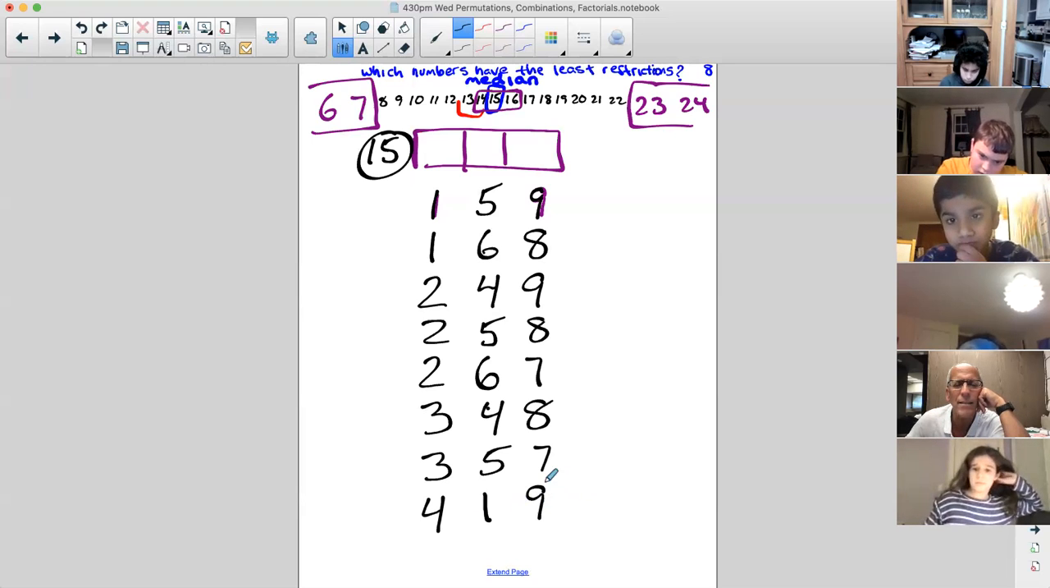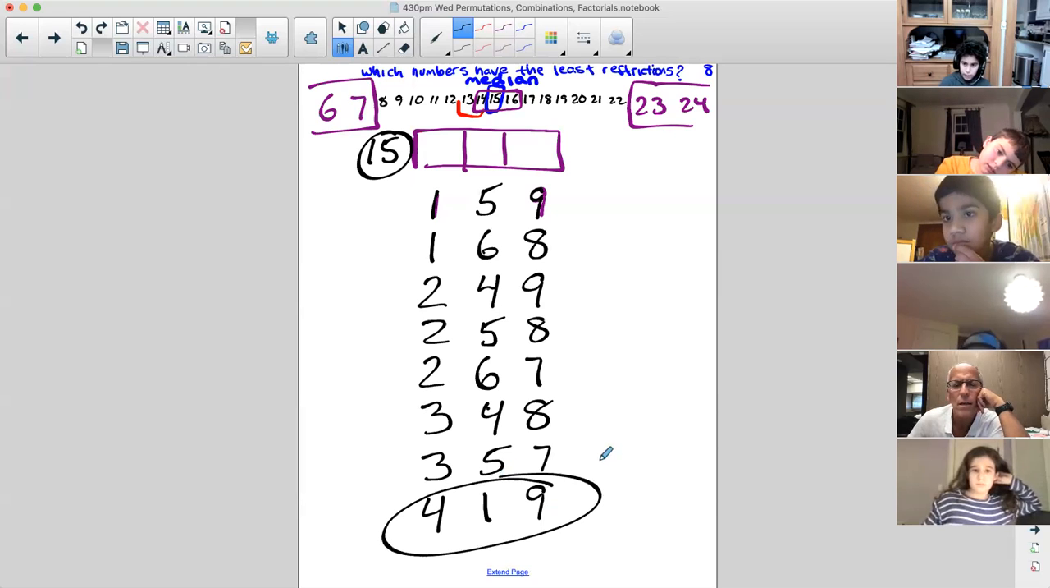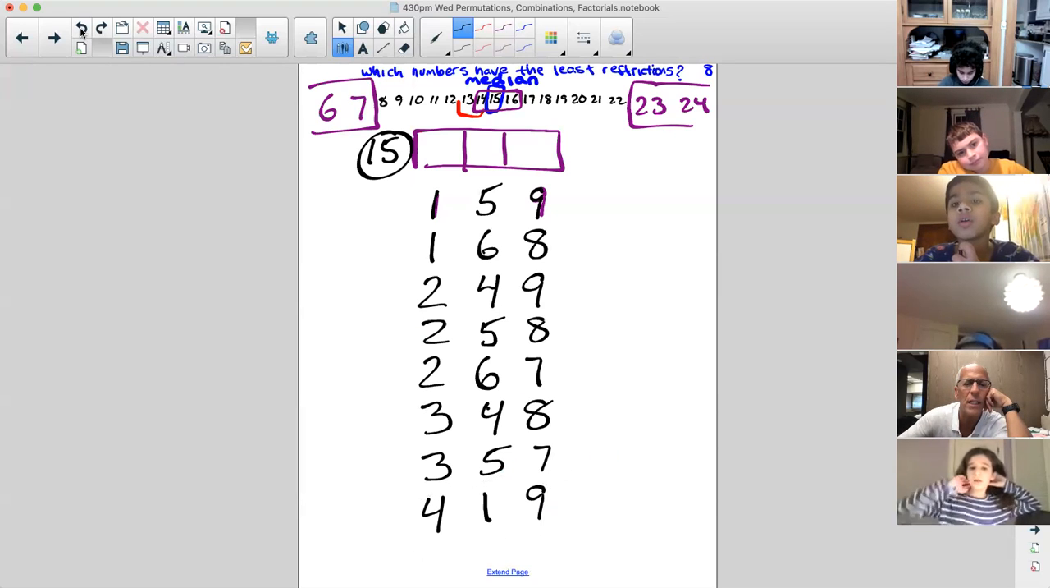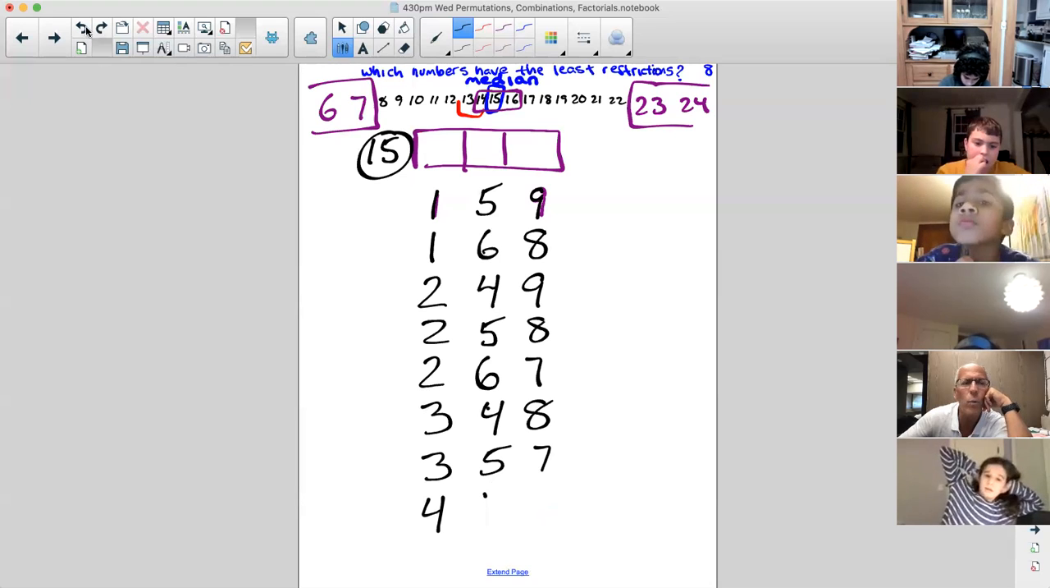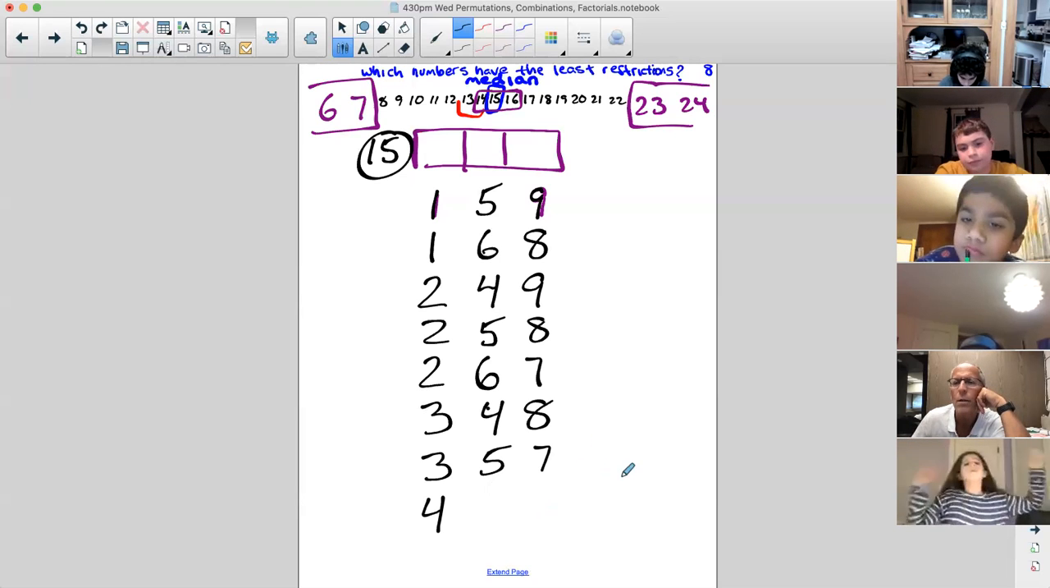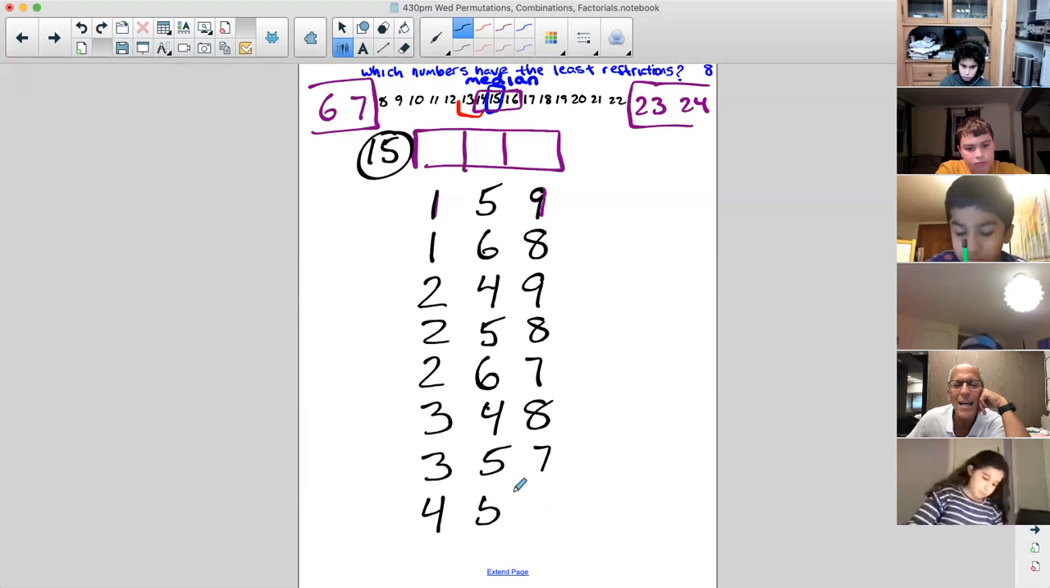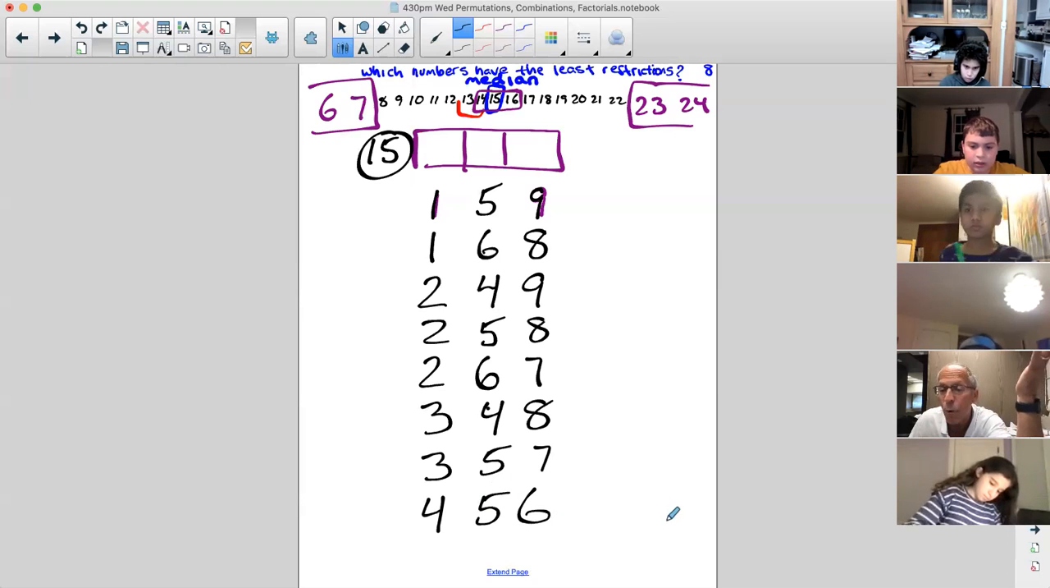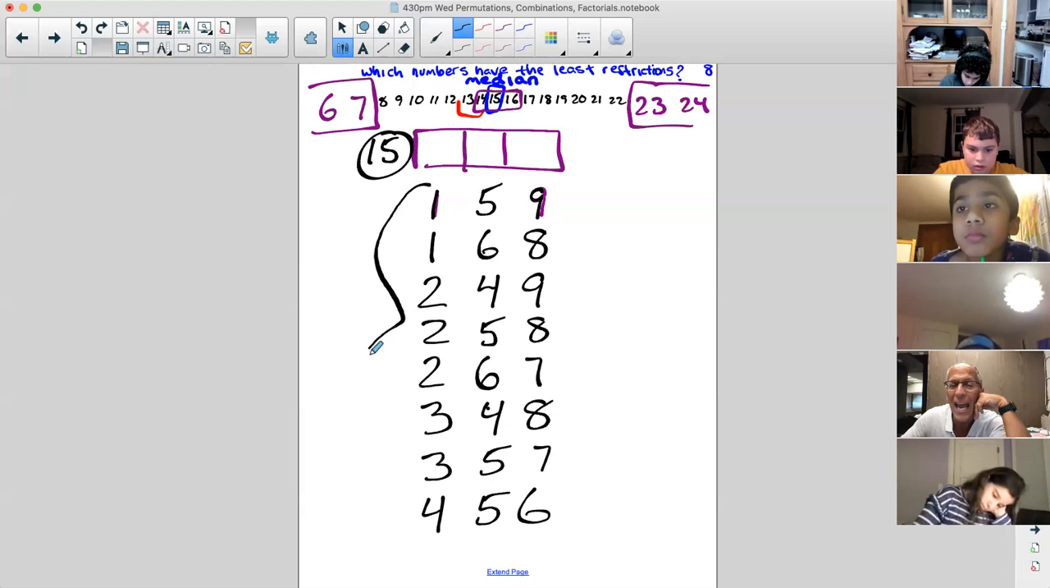Does that make 15? That makes 14. So that makes 14. And go ahead, Will. 4, 5, 6. Yes. Gabby, remember when you said 4, 5, 6 earlier? Yes, guys, there are 8.